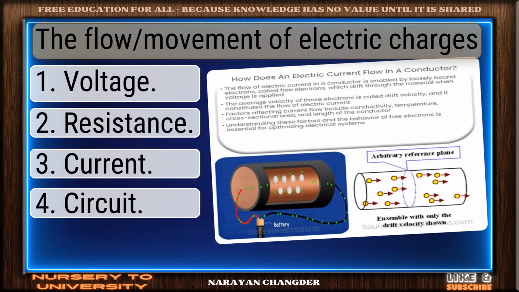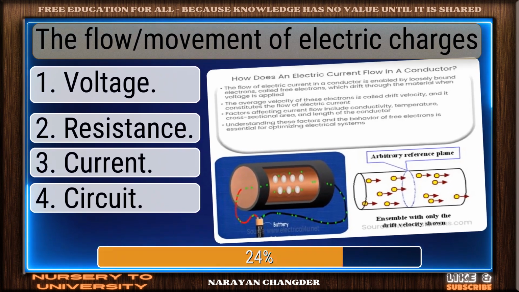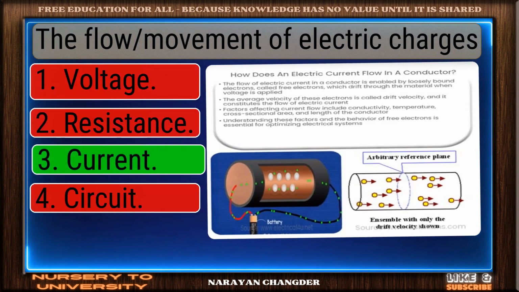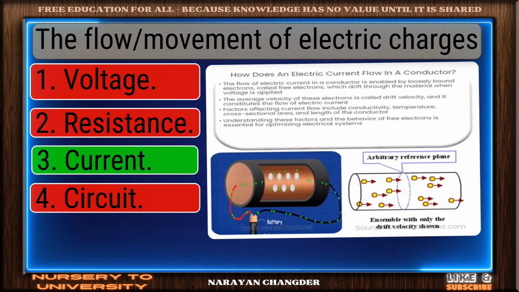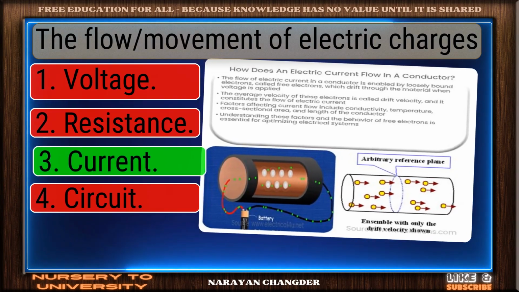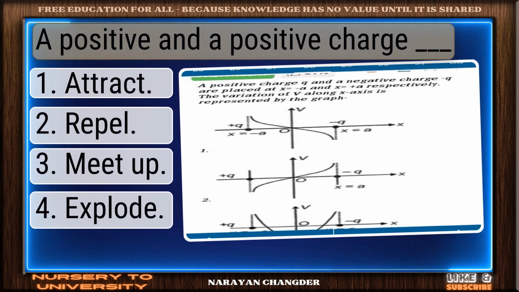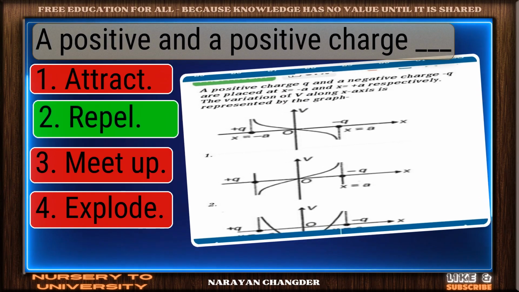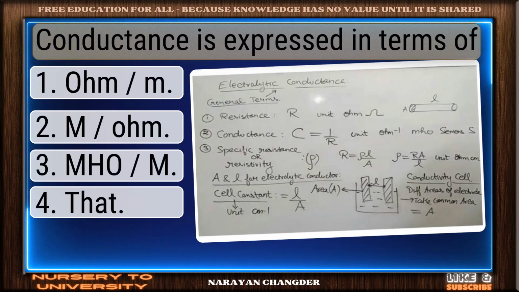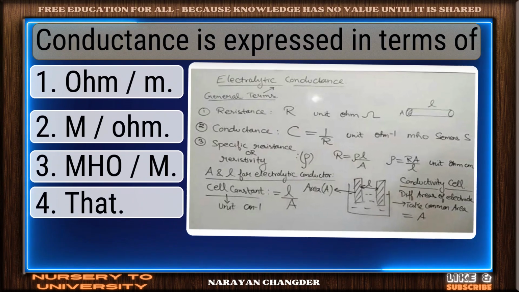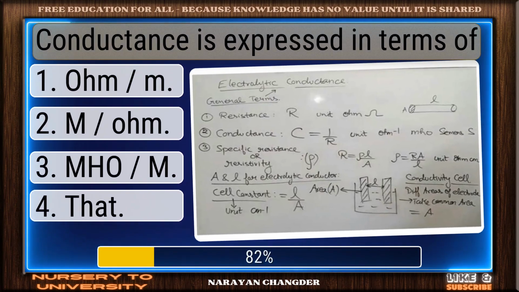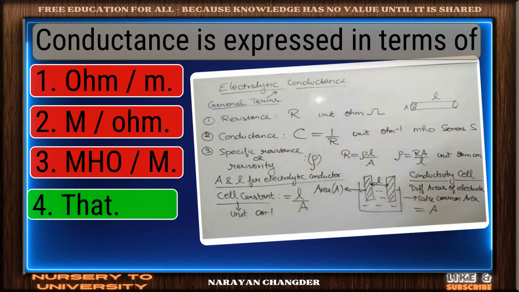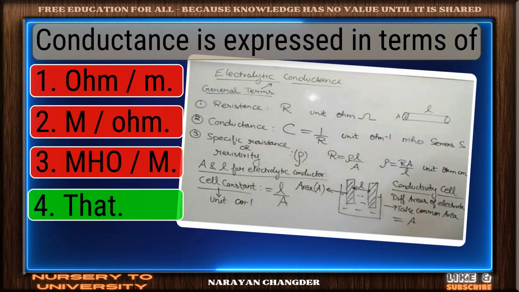The flow movement of electric charges. Perfect. Current is the correct choice. A positive and a positive charge dash. You chose ripple, and it is correct. Conductance is expressed in terms of. You're right. That is the correct answer.